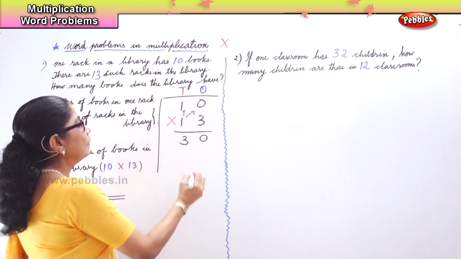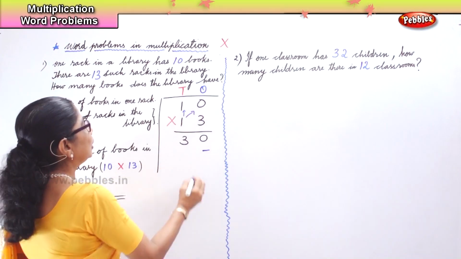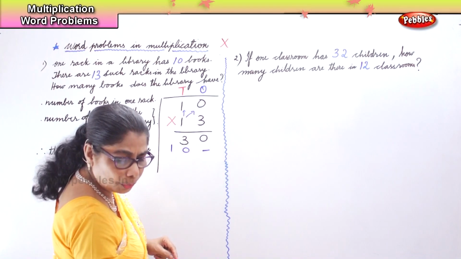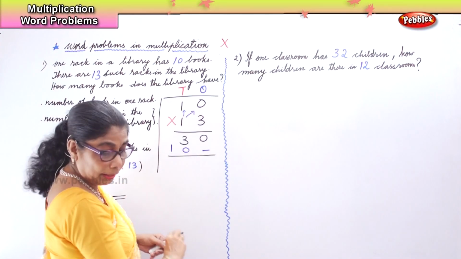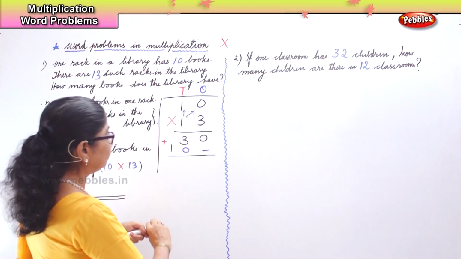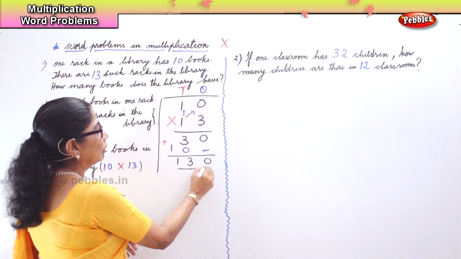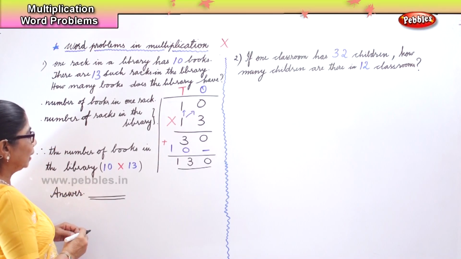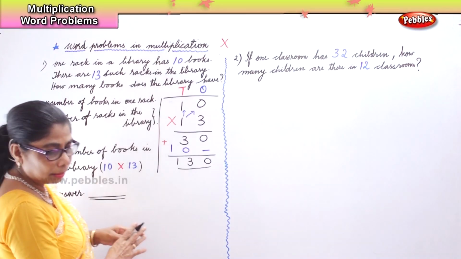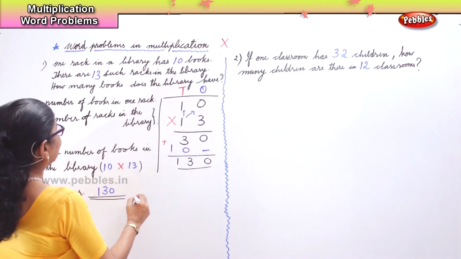What is the first rule? First put a dash in the ones place. Now 1 into 0, any number into 0 is 0. 1 into 1 is 1. What is next? We need to add the 2 rows. So you put a small plus sign here to remind you we have to add. Bring the 0 down. 3 plus 0 is 3. And you bring the 1 down. So what is the number of books in the library? The number of books in the library is 130 books.